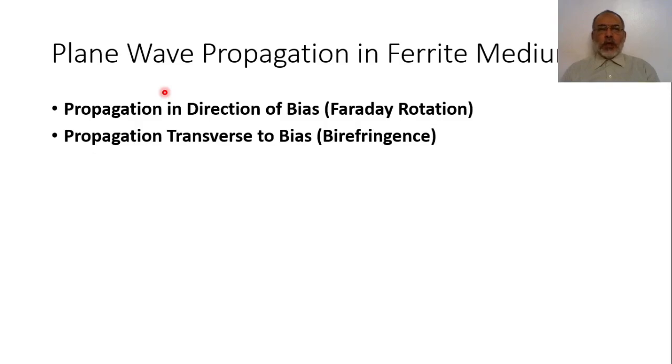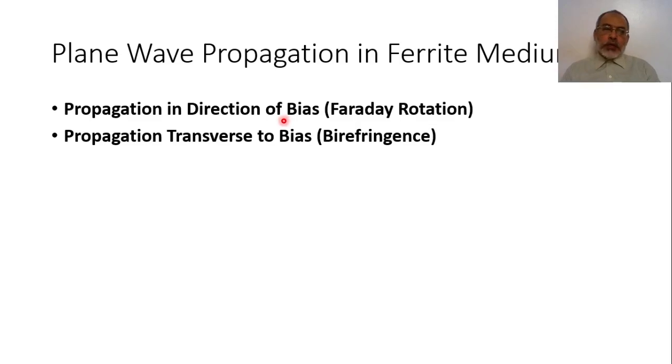In this lecture, we are going to start studying plane wave propagation in ferrite medium. And as we said before, ferrite medium will be used when it is saturated by a DC magnetic field biasing. So the question now is, what will be the situation of the plane wave propagation if the direction of propagation is the same as the direction of the biasing DC magnetic field?